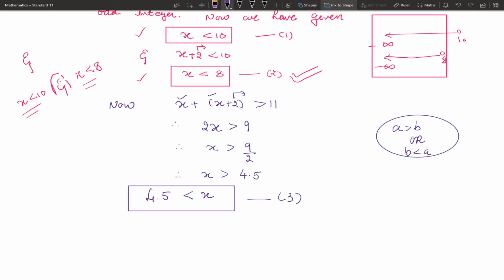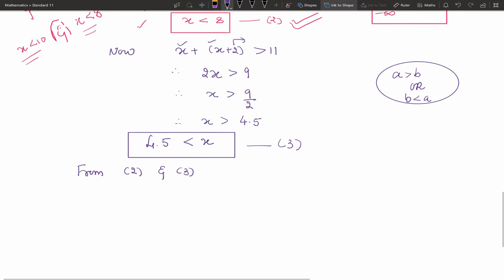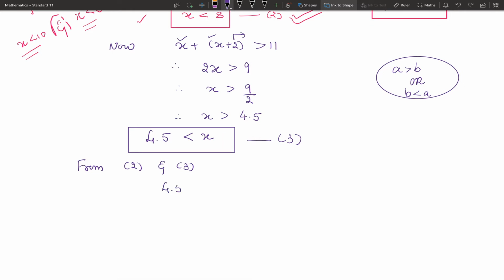So from 2 and 3, if we write this simultaneously, 4.5 less than x less than 8. So possible values of x, but x is an odd positive integer.